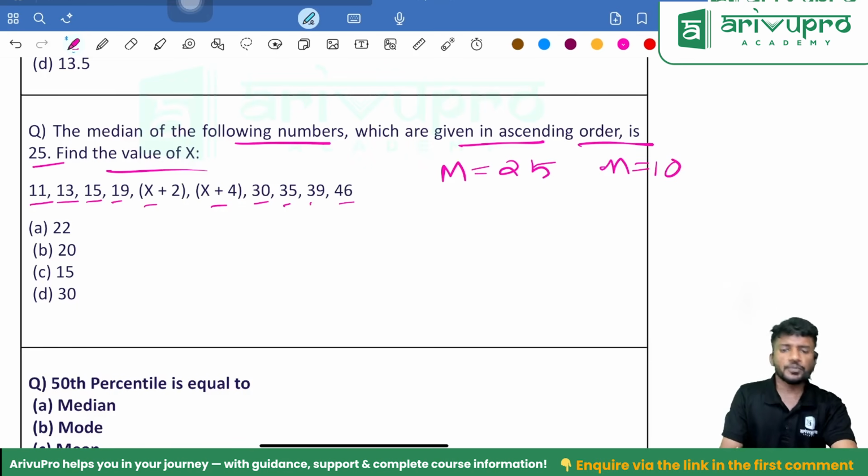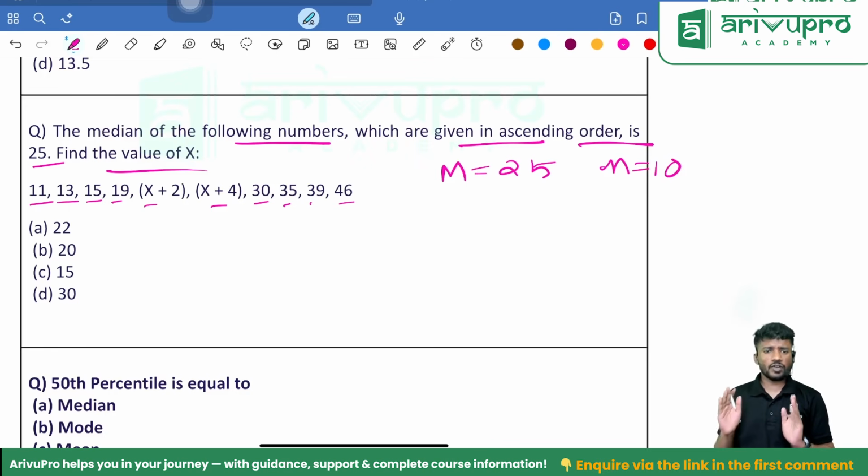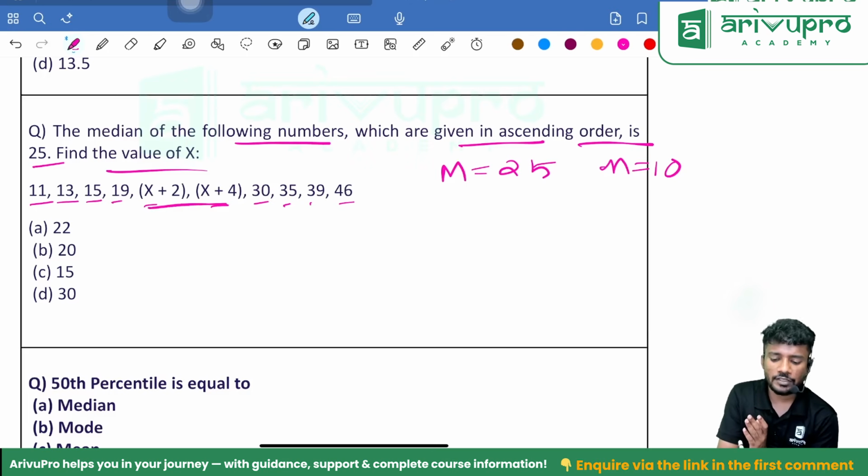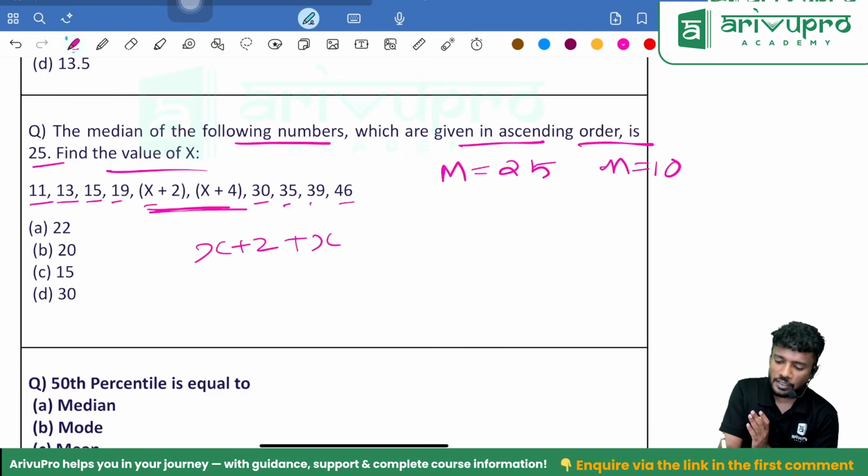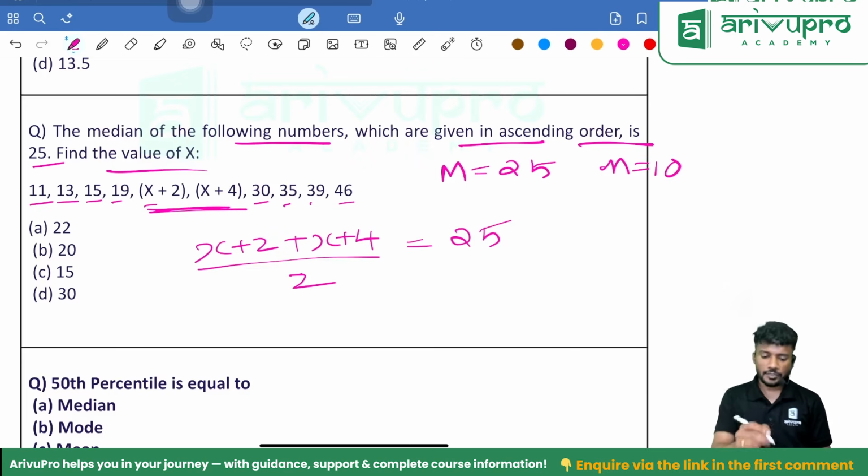Now look here. Usually there is a basic equation we learned about, not first standard, 7th standard or 8th standard, about median. That is, median is the average of the middle two values. Correct? So what is median? Average of middle two values. That means (x plus 2 plus x plus 4) divided by 2 is how much? The median is how much? 25, as per the question.